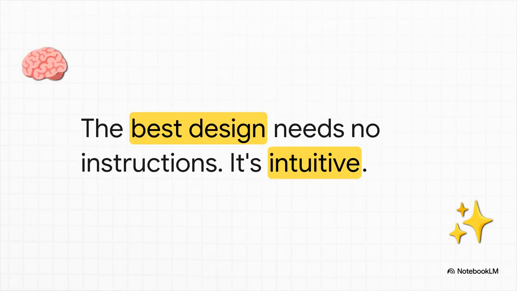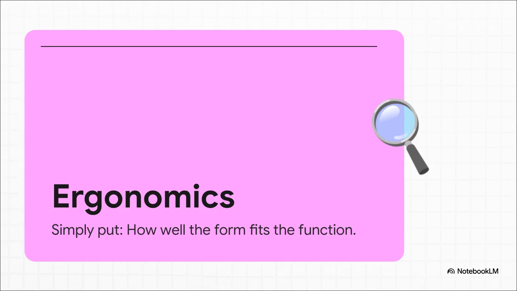Well, that's the magic right there. It's because the absolute best design is totally invisible. It just gets out of the way and lets you do what you want to do. And that is the entire goal of human-computer interaction, or HCI. It's the art and science of making technology so natural, so intuitive, that you don't even have to think about using it. Now, this all starts with something physical, a principle called ergonomics.